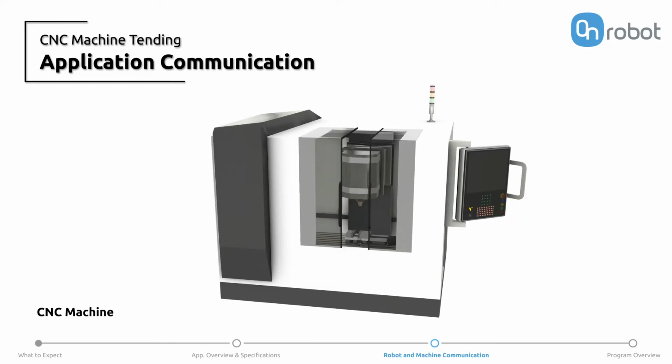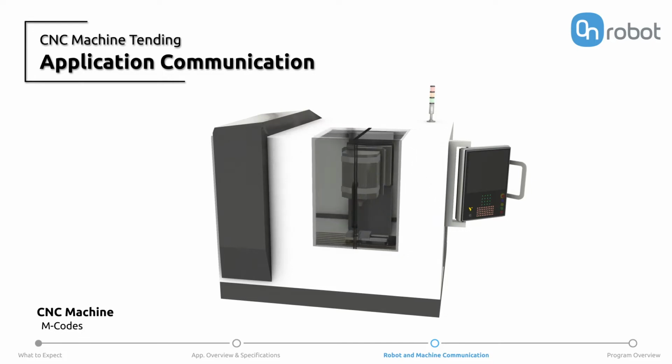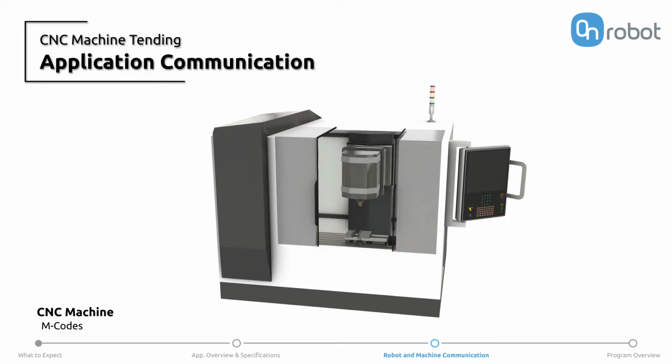CNC machines have many options to interface with mechanisms such as probes, pumps, clamping devices, doors, and more by using miscellaneous or M-code instructions that change the state of different relays. The total number of M-code relays available depends on the machine brand, type, and on the features installed. Some machines will have M-code relays readily available to interface with a robot, while for others, I/O expansion boards will need to be purchased and installed.